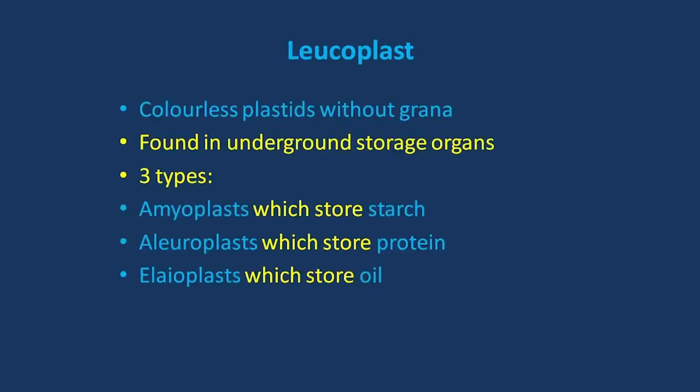The third plastid is called leucoplasts. Leucoplasts are colorless plastids without grana. They are found in underground storage organs. They are of three types: amyloplasts, which store starch; aleuroplasts, which store protein; and elaioplasts, which store oil.